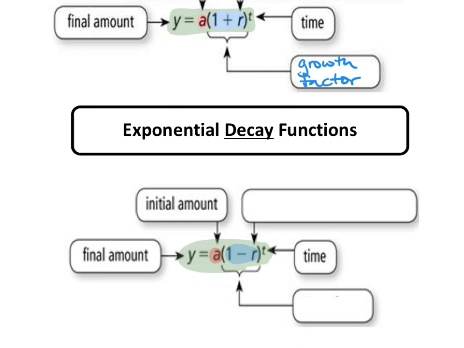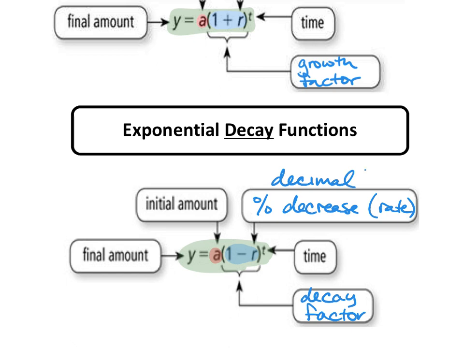But instead of being called a growth factor, we just changed the name to a decay factor because it's decaying or getting smaller. And instead of being called percent increase, this r or rate is called percent decrease. And again, it just needs to be in decimal form because the problem will give you numbers in percent form. When you plug the number in, you have to change it to a decimal.